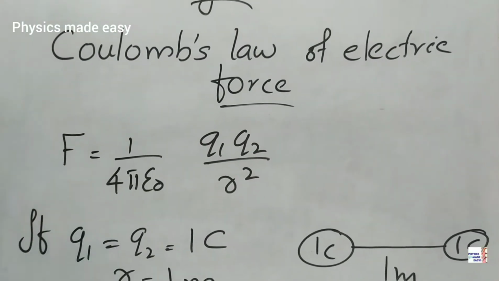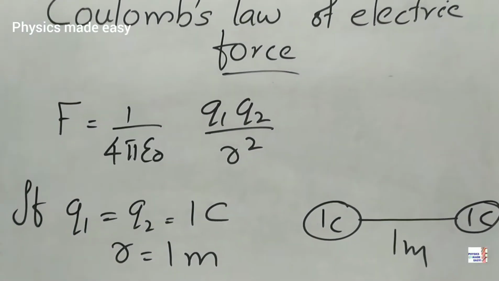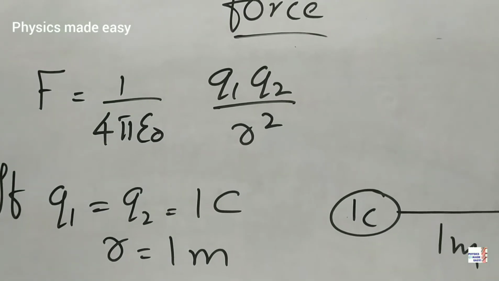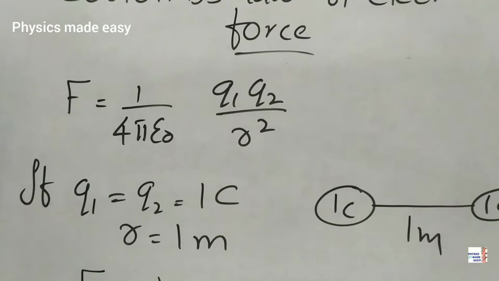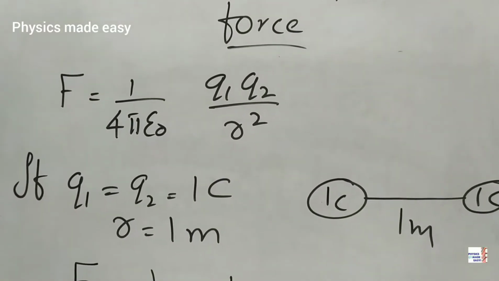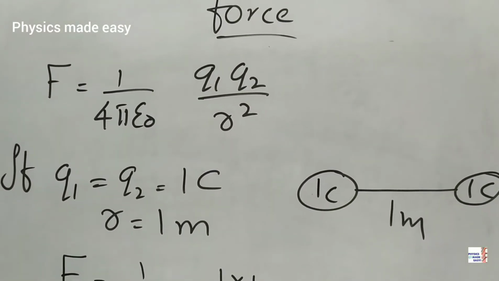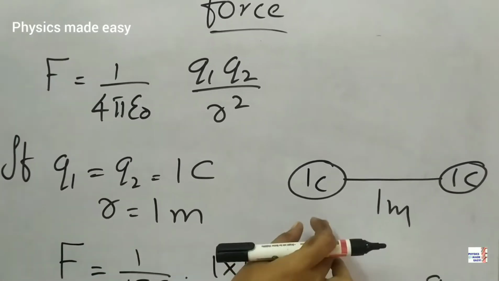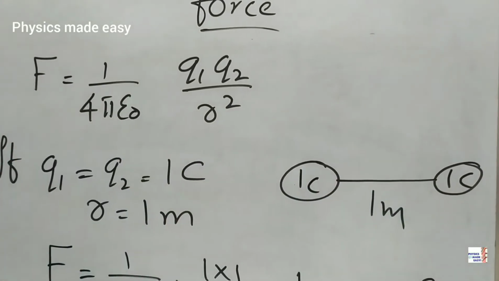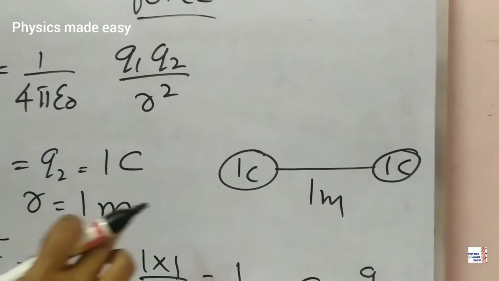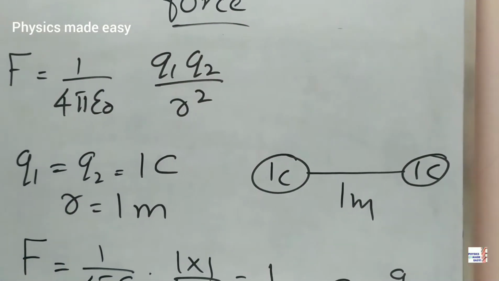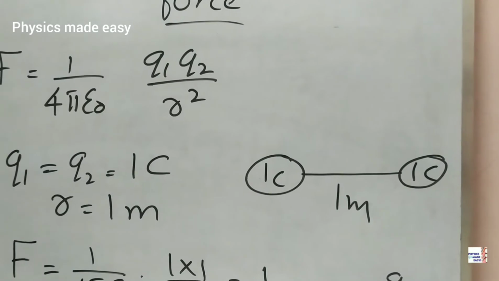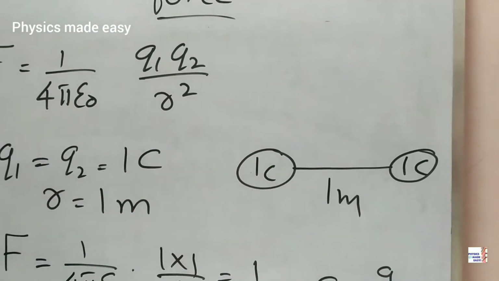From this expression F is equal to 1 by 4 pi epsilon 0 Q1 Q2 by R square, we can find a definition for the unit of charge. You know that is Coulomb. How to define 1 Coulomb of charge? For that we have to consider two charges, both equal and similar. Here we can take Q1 equal to 1 Coulomb, Q2 equal to 1 Coulomb. Both are placed in vacuum but separated by a distance of 1 meter.